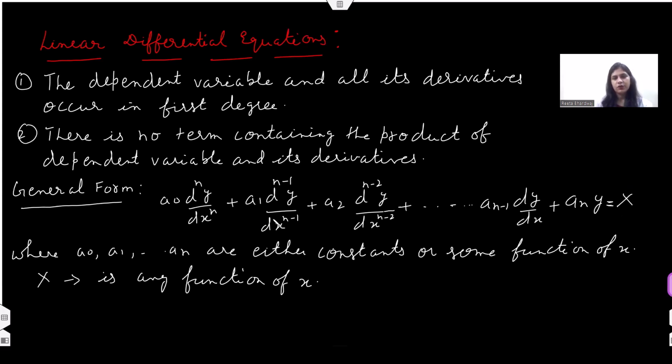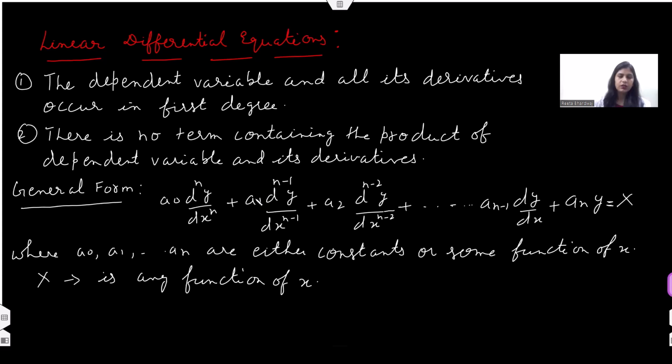So clearly from this general form, we can see that this satisfies both conditions: the dependent variable and all its derivatives of any order occur in degree 1, and the second condition is also satisfied. There is no term containing the product of the dependent variable and its derivative. So this fulfills both conditions of a linear differential equation. This is the general form of a linear differential equation.